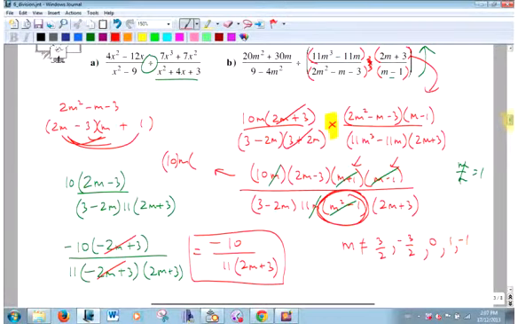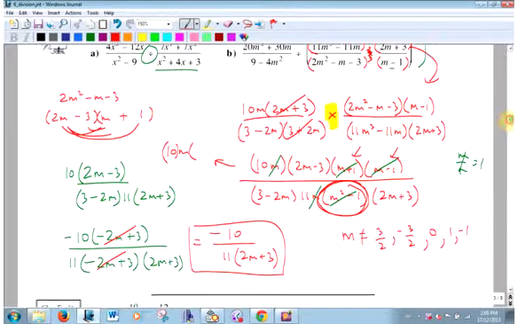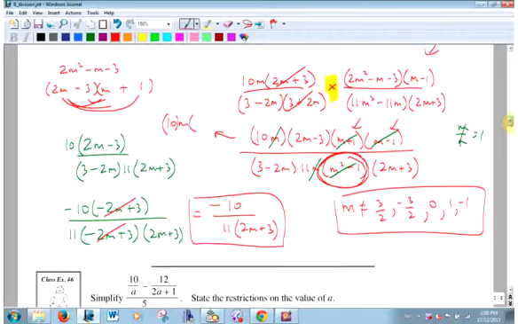Does that catch them all? I think so. So 1, 2, 3, 4, 5 restrictions. As long as M isn't those, that's your answer. Okay?